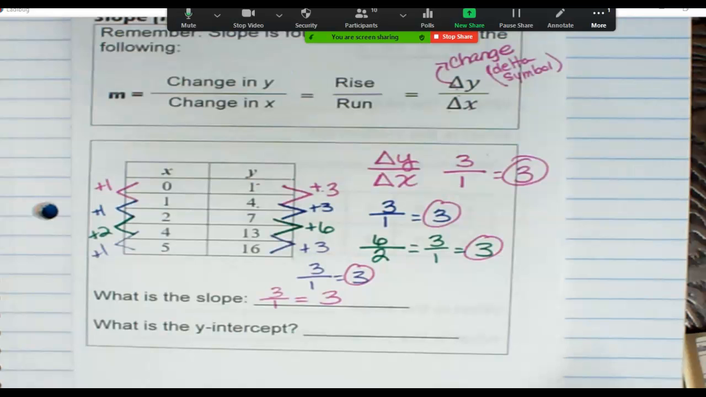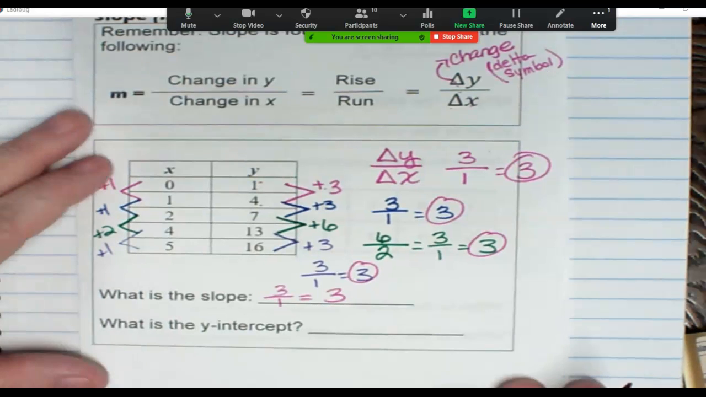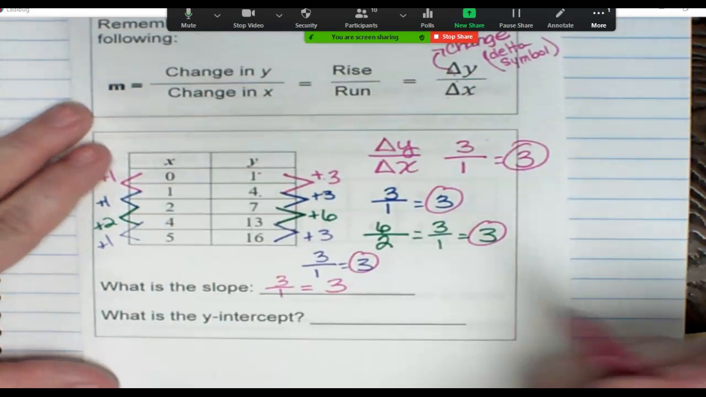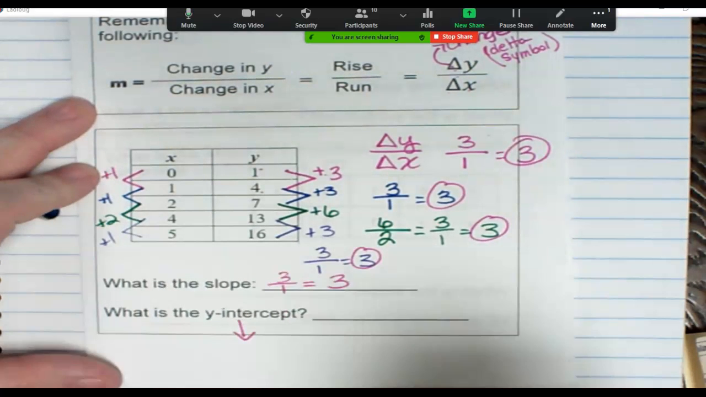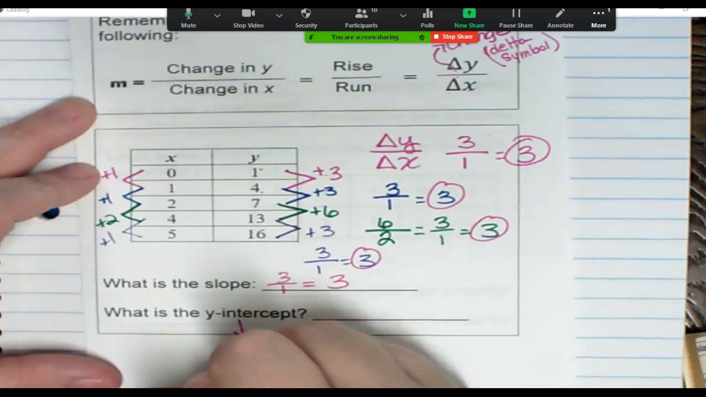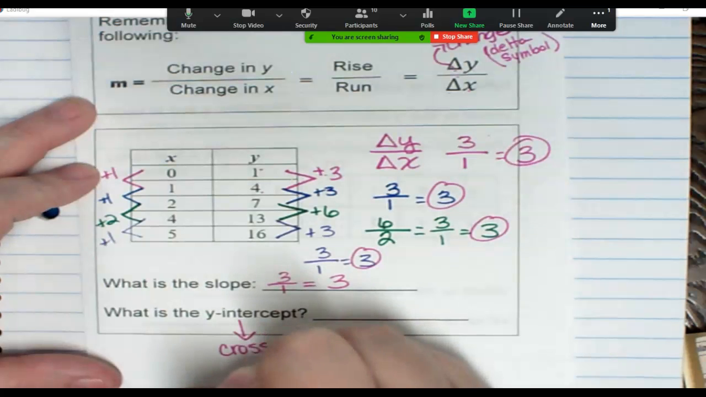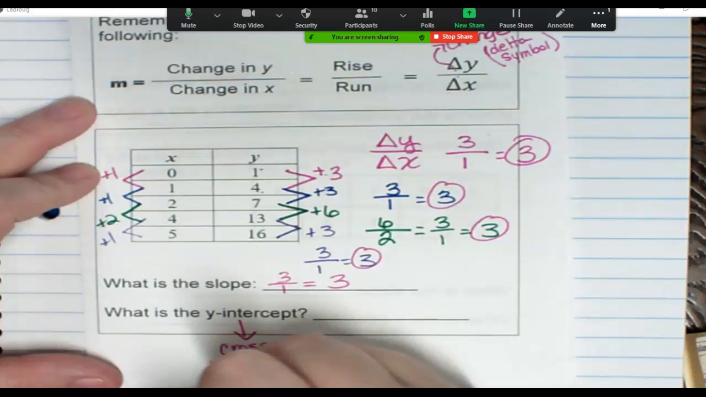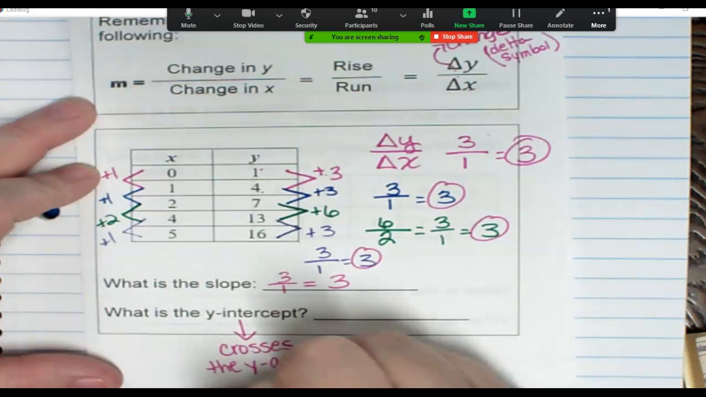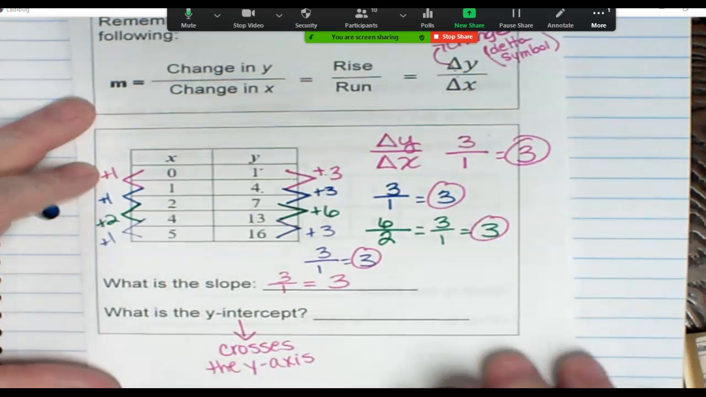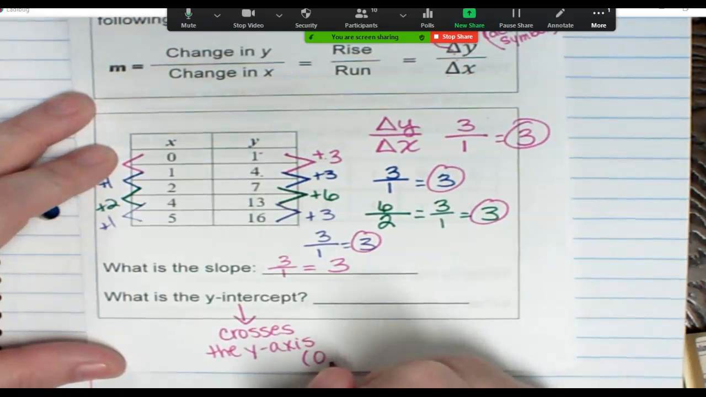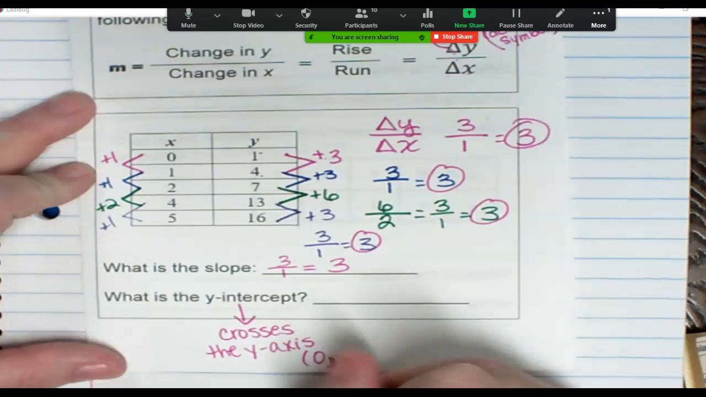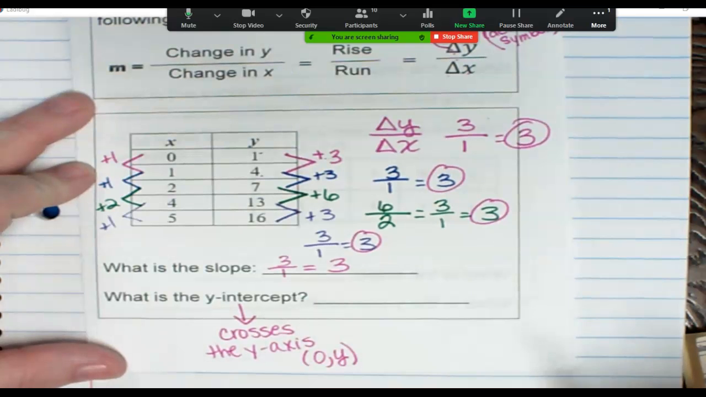All right, what is the y-intercept? We can actually find that from the table. Who can refresh my memory? What is a y-intercept? What does that mean? Right, it crosses the y-axis. And if it crosses the y-axis, that means its ordered pair is always 0 for my x value, and then some number for the y.